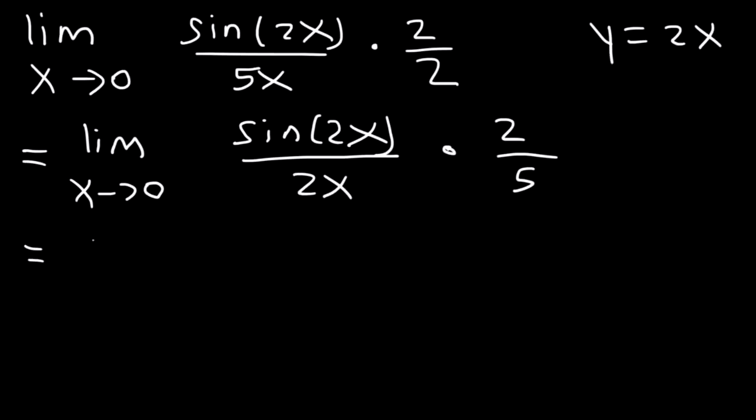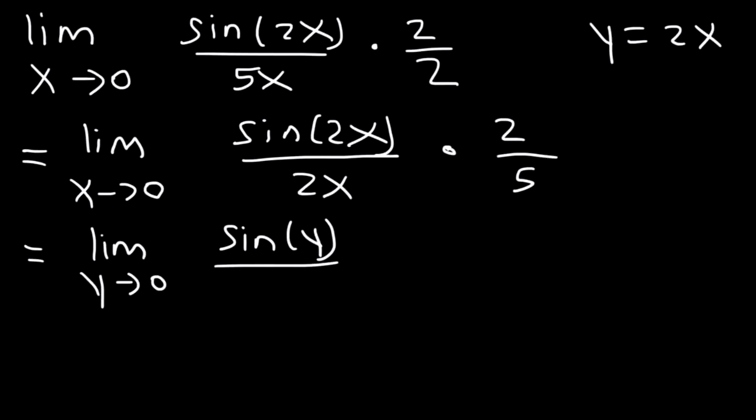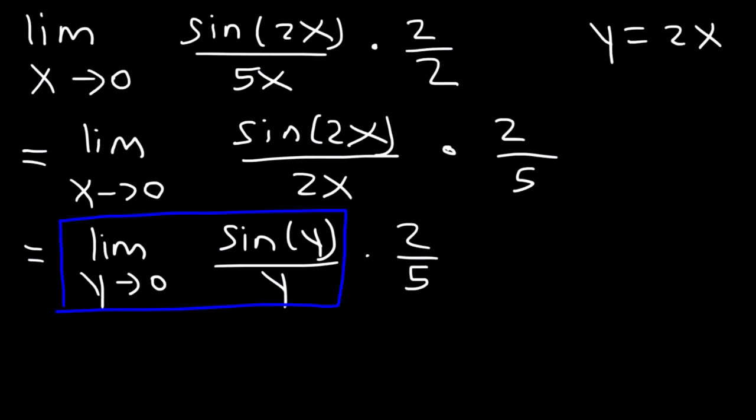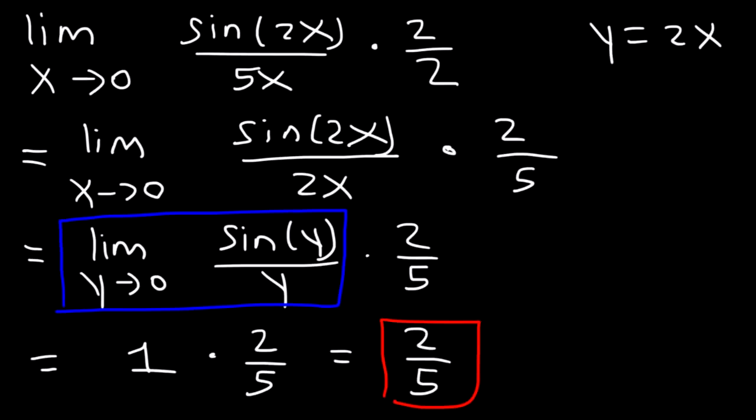So therefore, we're going to change our expression to the limit as y approaches 0 of sine y divided by y, times 2 over 5. Now we can use that one identity where the limit as x approaches 0 of sine x divided by x is 1. So this expression in blue is also equal to 1. So our final answer is 2 divided by 5. This is how you're going to show your work if you have to take it on a test. But if it's a multiple choice problem, you can clearly see that it's 2 over 5.